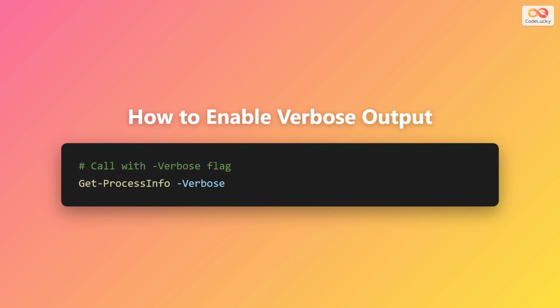To actually see these verbose messages, you need to call your function with the -verbose flag. Without this flag, all your Write-Verbose messages remain hidden and won't appear in the output. This is what makes Write-Verbose so powerful. Your debugging messages are always there in the code, but they only show up when you explicitly request them by adding -verbose to your function call.